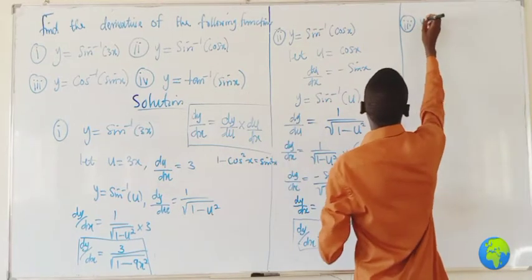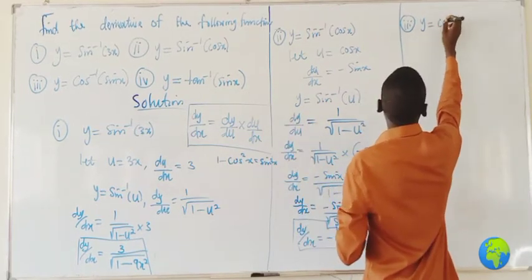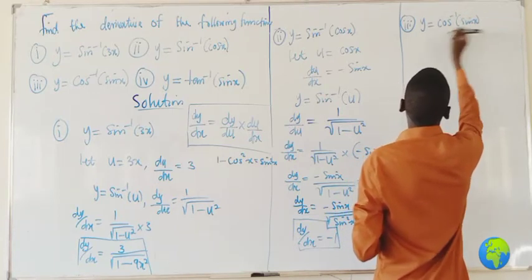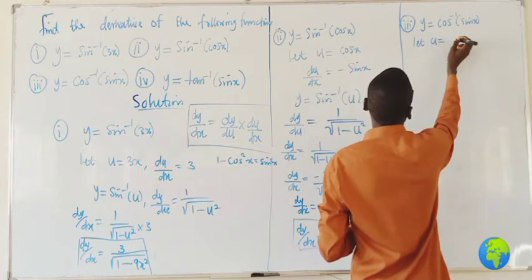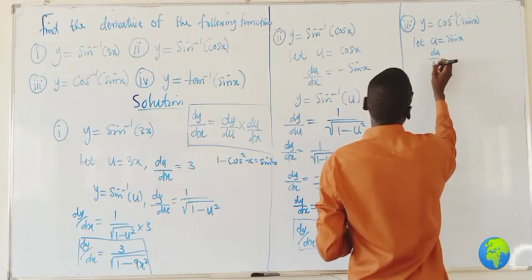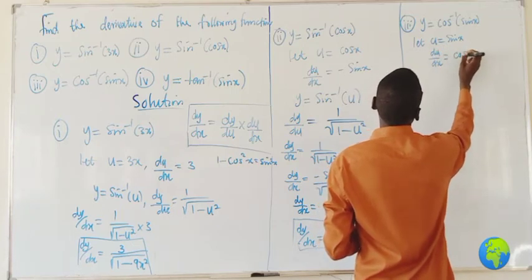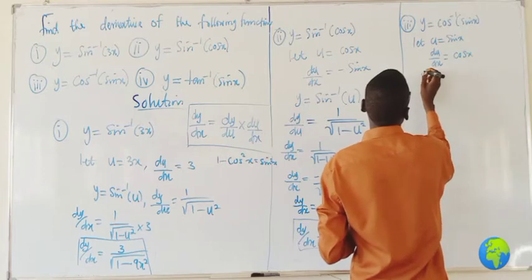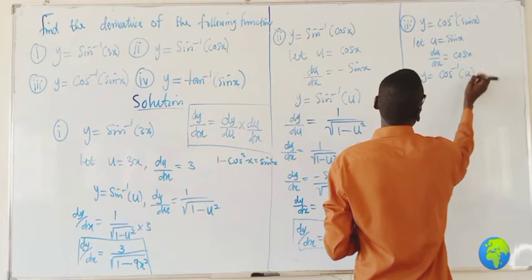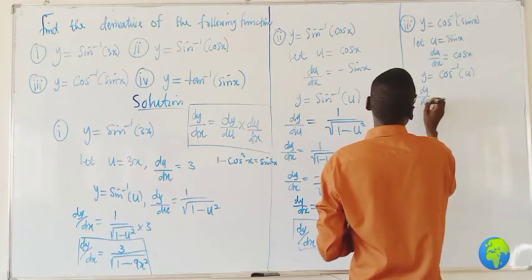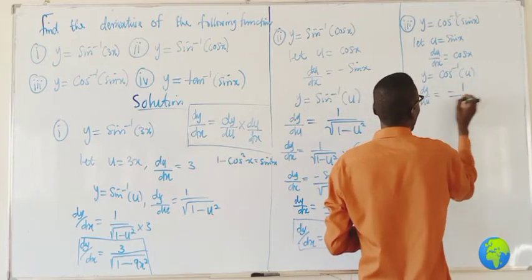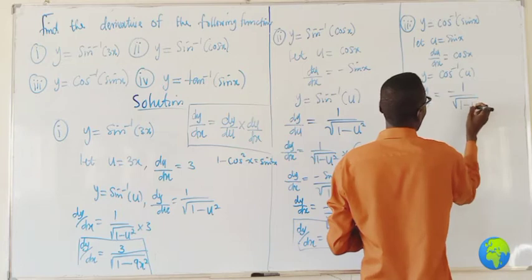The third example says y equals cos inverse of sine x. Same method, we let u equal sine x, right? So our du/dx is going to be cos x. Then we have y equals cos inverse of u. Then we have dy/du equals, remember, this is minus 1 over the square root of 1 minus u square.